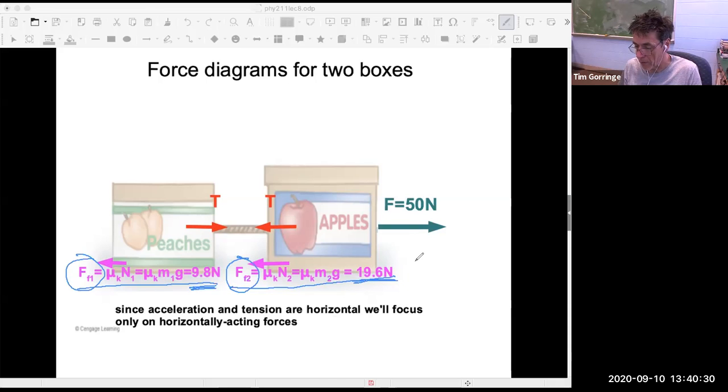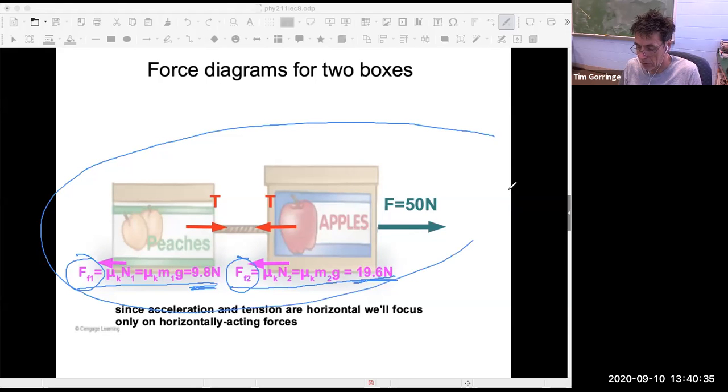And so looking just at the horizontal forces, and knowing the fact that we actually know both my external pull of 50 newtons and the frictional forces, there's less unknowns in this problem than might have seemed in the first place. Only the tension force, which is something we want to figure out here, is unknown. Okay, next slide, if I can.